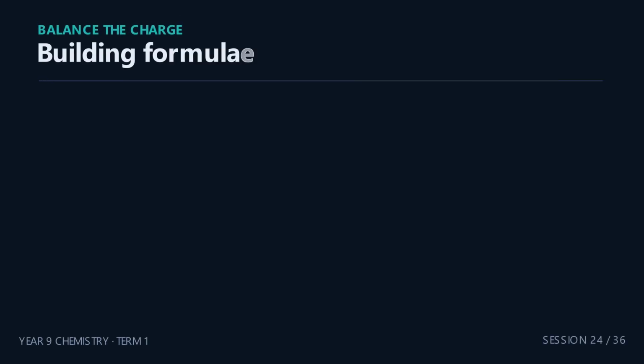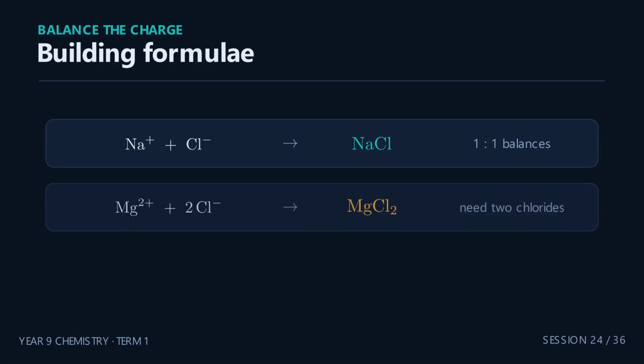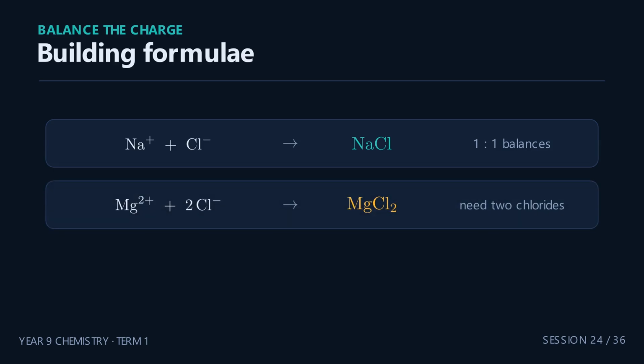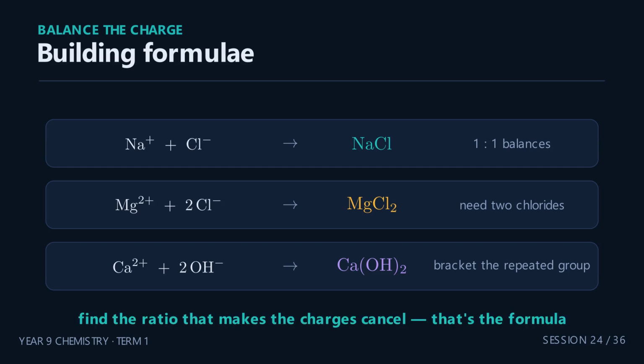Now let's build formulae by balancing charge. Sodium chloride, 1+ and 1- already balance, 1:1, so it's simply NaCl. Magnesium chloride. Magnesium is 2+, but each chloride is only 1-, so we need 2 chlorides to balance, giving MgCl2. Calcium hydroxide. Calcium is 2+, hydroxide is 1-, so we need 2 hydroxides. And because hydroxide is a group of atoms that repeats, we bracket it. Ca(OH)2. Find the ratio that makes the charges cancel, and you've found the formula.